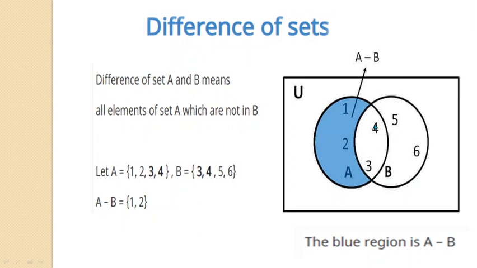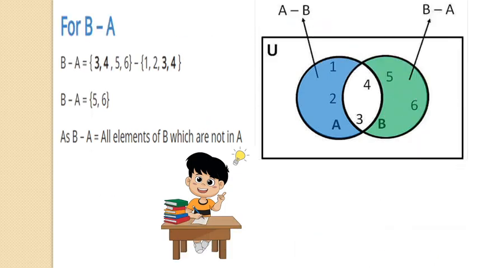So here let's look at the Venn diagram of difference of sets. 1, 2, 3 and 4 we have taken in set A. 3, 4, 5, 6 we have taken in set B. Now we are subtracting all the elements of B from A. 1, 2 is the result and 3, 4 we have to subtract. So this blue region represents A minus B. For B minus A, please try to do yourself.